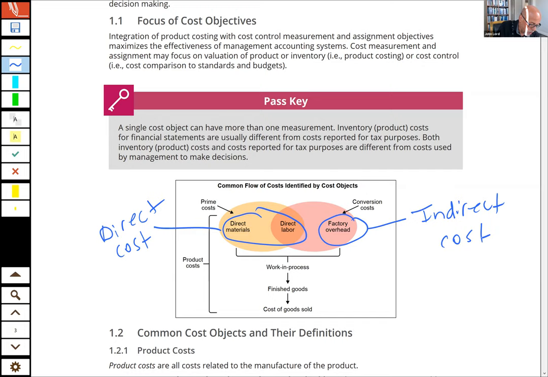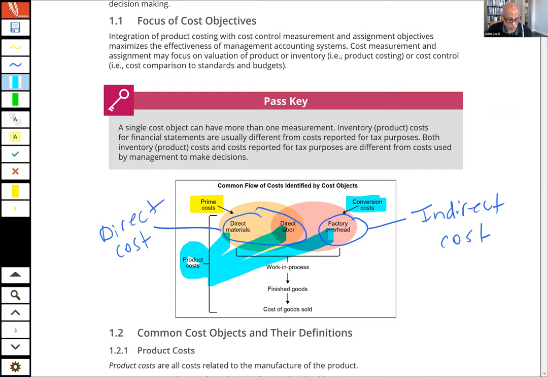Now notice we also have some words up here, prime cost and conversion cost, okay? And notice that our direct materials and our direct labor are considered prime cost. Our factory overhead is considered a conversion cost as we convert direct materials into product, and our direct labor is also considered a conversion cost. So direct labor, you can see in this little Venn diagram thing, actually ends up falling into both categories.